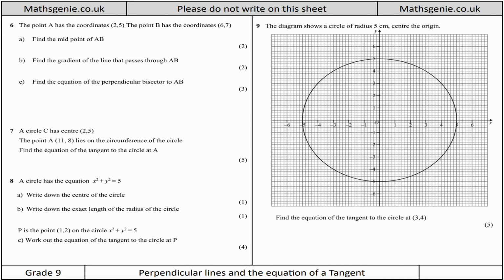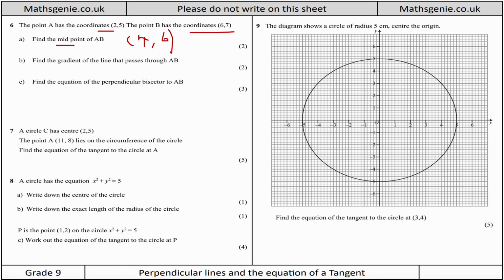This is question number 6, guys. The point A has the coordinates 2, 5, and point B has the coordinates 6, 7. Part A, find the midpoint of AB. So we add the x coordinates and then we half it. So 2 add 6 is 8. 8 divided by 2 is 4. 5 add 7 is 12. Divided by 2, and I get 6. So the answer is 4, 6, guys.